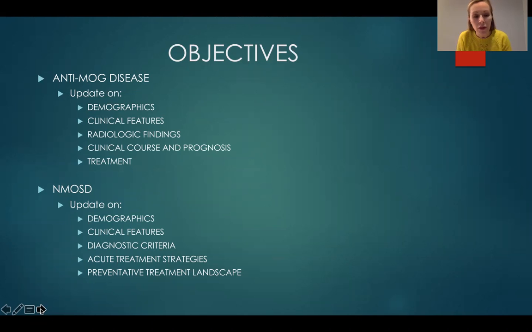And then we'll start talking about NMOSD afterwards regarding demographics of the disease, clinical features, MRI findings, as well as the diagnostic criteria that are used, how we treat acute relapses, and then the preventative treatment landscape.